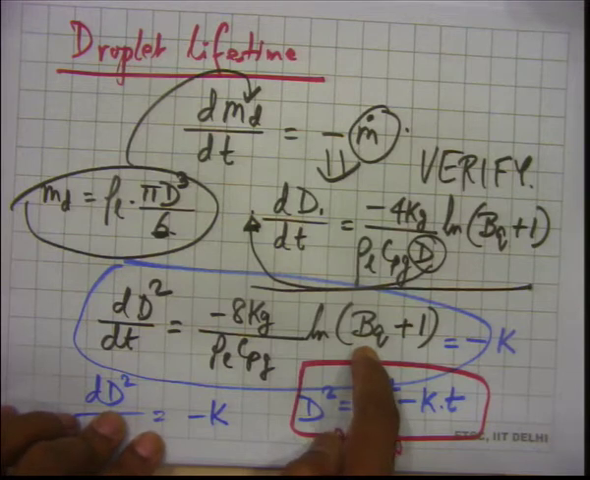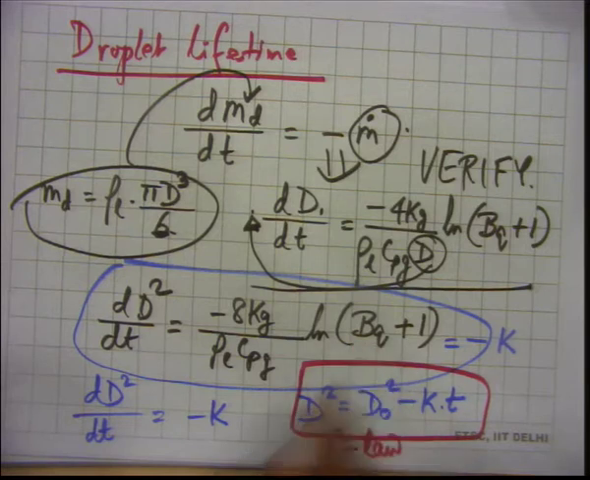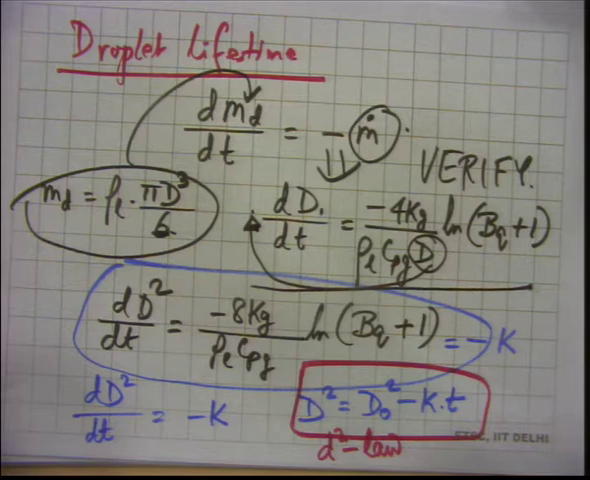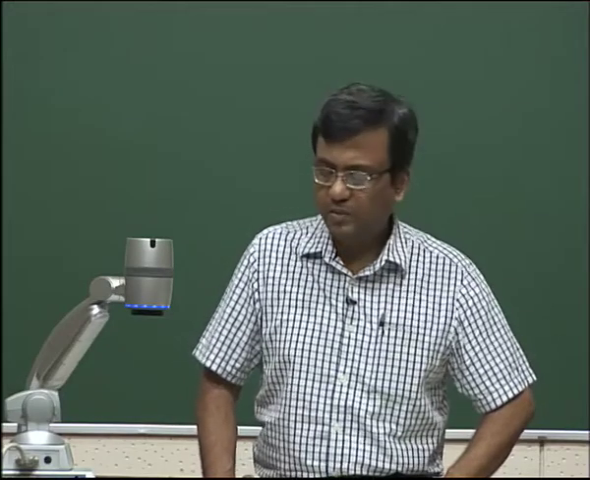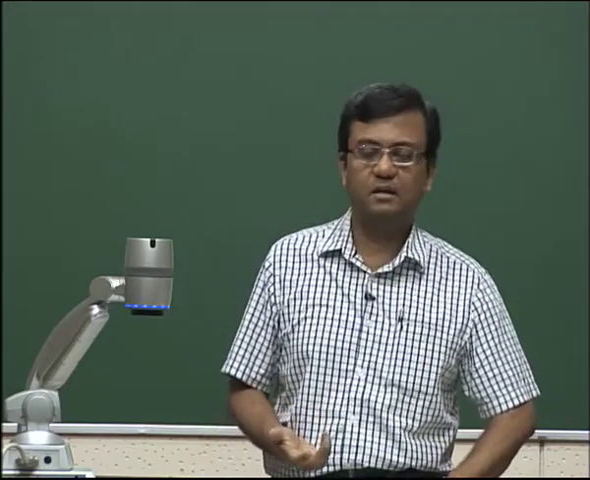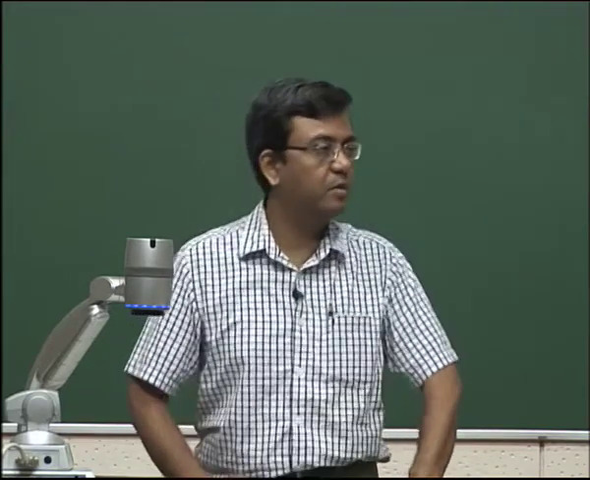Okay, and the B number is, as you have in your note somewhere, Cp into (T infinity minus T boil) divided by h_fg. So if you have, for example, higher T infinity, then the B number will be higher, and if the B number is higher, then k is going to be higher, and if k is higher, then the droplet lifetime will be smaller.